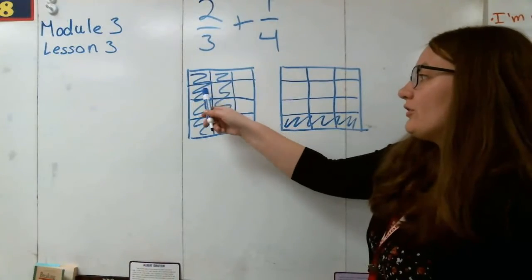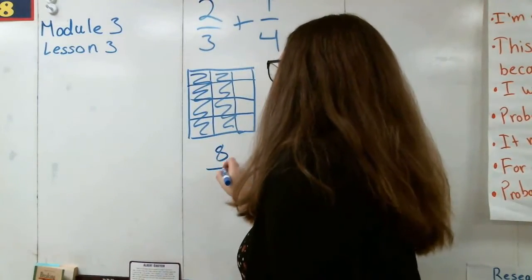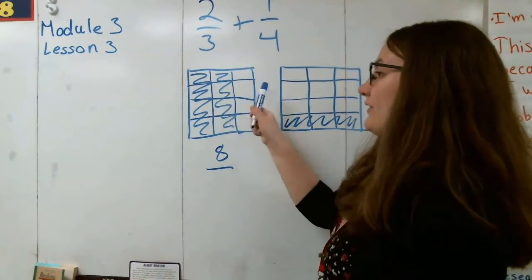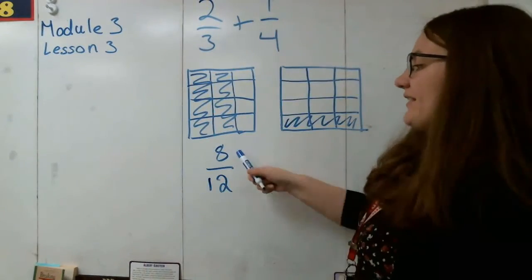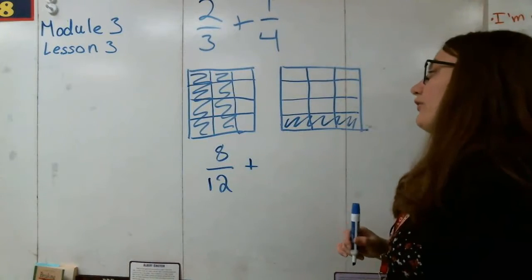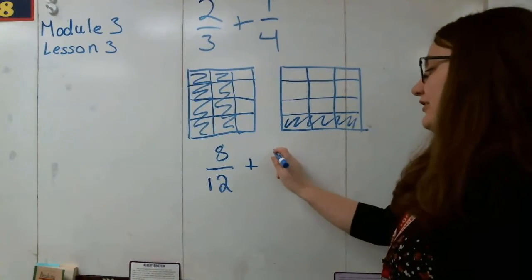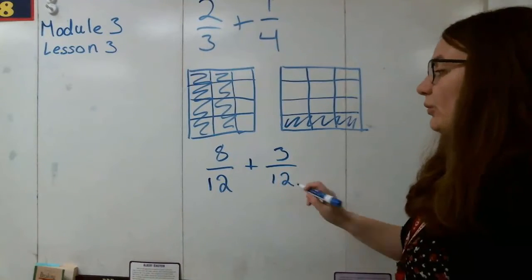So I have 1, 2, 3, 4, 5, 6, 7, 8 parts shaded out of 1, 2, 3, 4, 5, 6, 7, 8, 9, 10, 11, 12. So I have 8 out of 12 parts shaded in, or 8 twelfths. And then over here, I have 1, 2, 3 parts shaded in out of 12 parts as well.